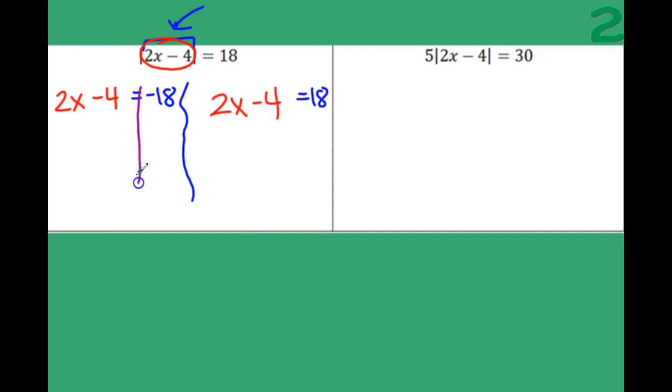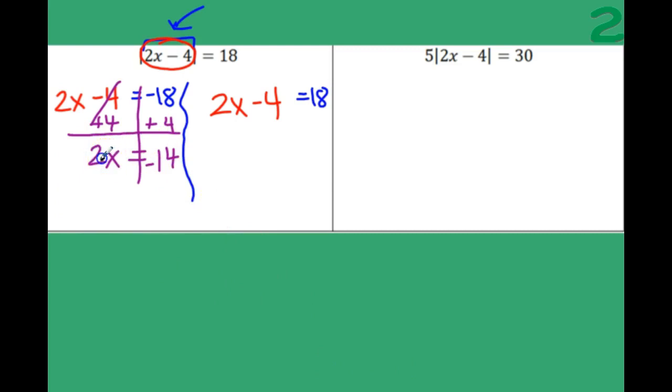So I'm going to solve this one first. Always remember, get rid of your addition or subtraction first, the number that's all by itself. So I'm going to add 4, add 4. 4 minus 4 is 0. Those eliminate. So I have 2x equal to, now negative 18 plus 4, different sign, subtract. So 18 take away 4 is going to give me 14. But there's more negatives, so it's a negative 14.